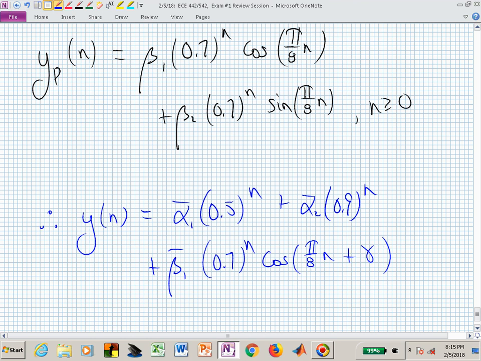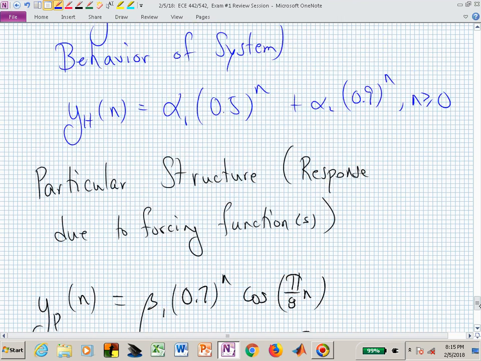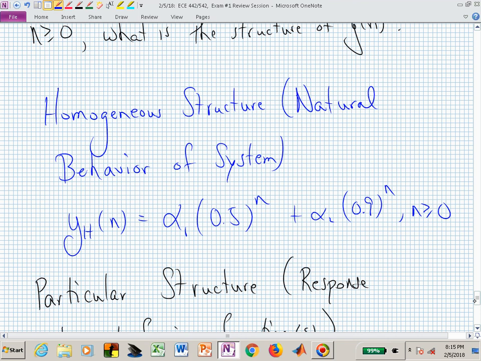Why didn't we leave it in the original names? Because it's going to depend, these alphas, if we just had an initial condition response, those values will be different than if we start exciting the system with a particular. So I intentionally labeled those coefficients differently. The alphas I put bars on.